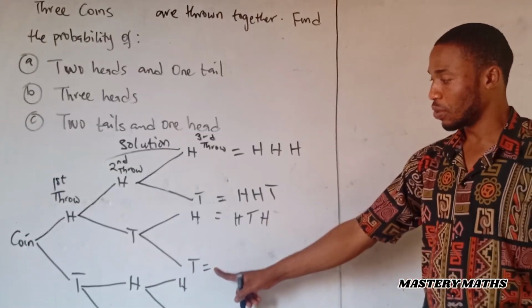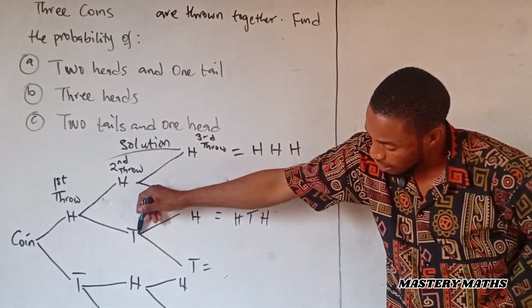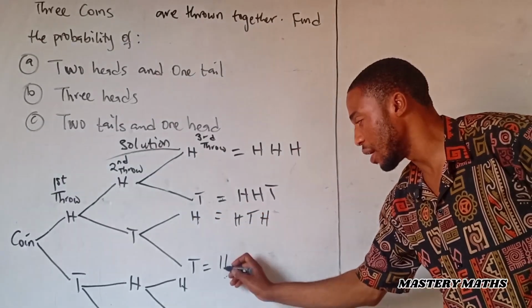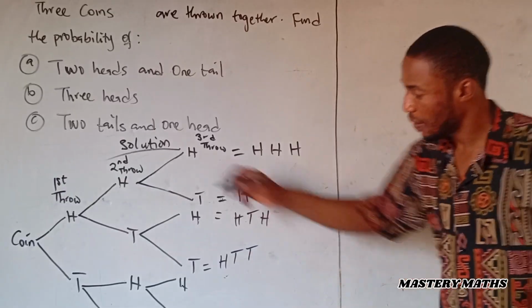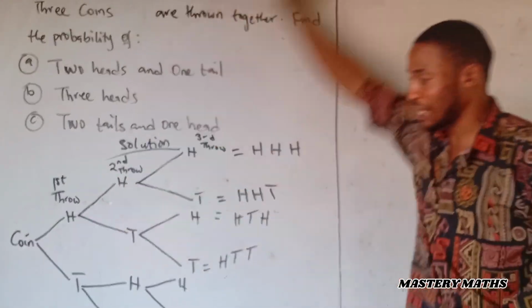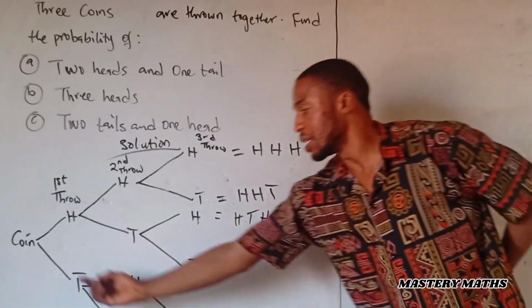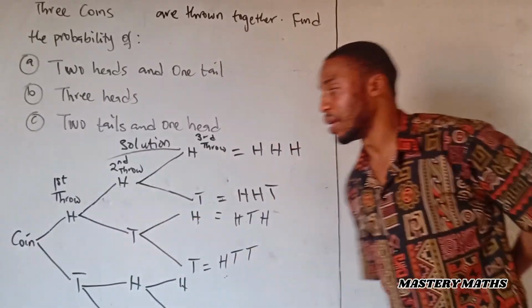Now this is the next one. So what are we taking? If you watch, look at it. Head, tail, tail. So it will be head, tail, tail. So we are done with the first part of the tree. Now let's go to the second part of the tree produced from the coins.